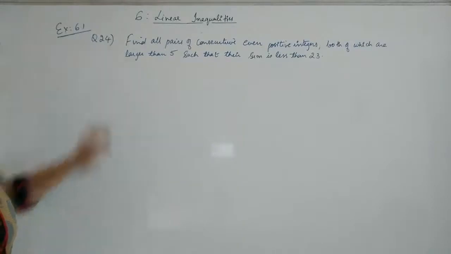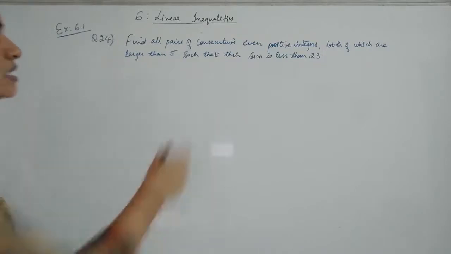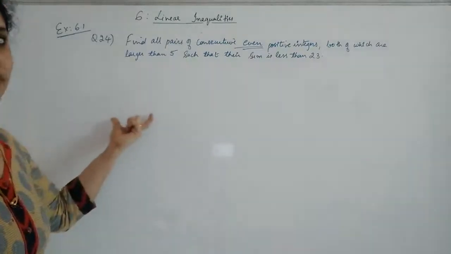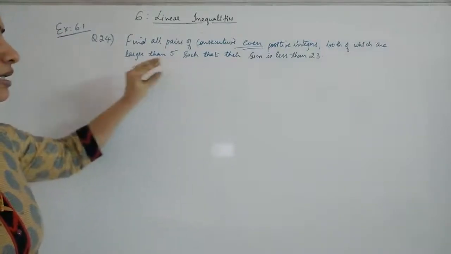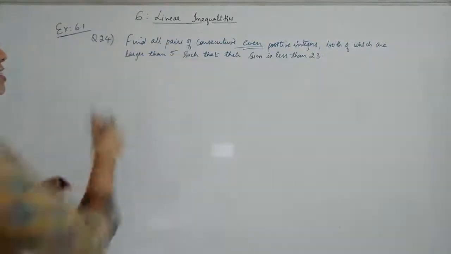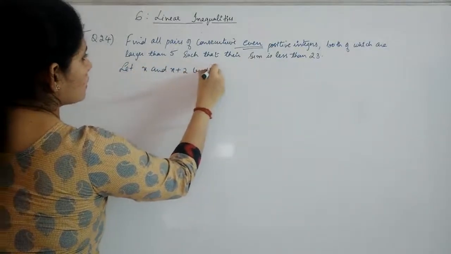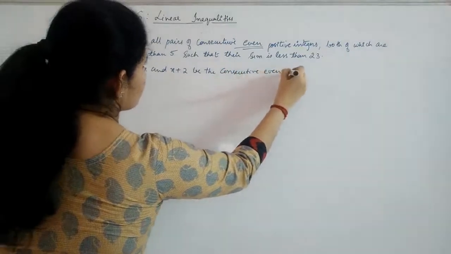Question number 24 is: find all pairs of consecutive even positive integers, both of which are larger than 5, such that their sum is less than 23. Here again you have consecutive pairs of even positive integers. For even as well as odd, you have to choose the consecutive numbers as x and x plus 2. So let x and x plus 2 be the consecutive even positive integers.